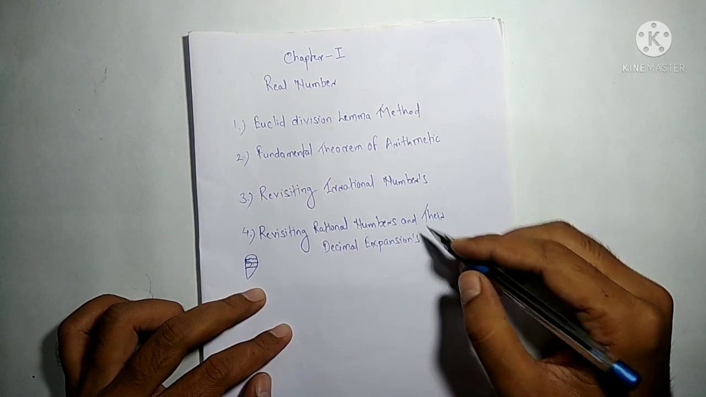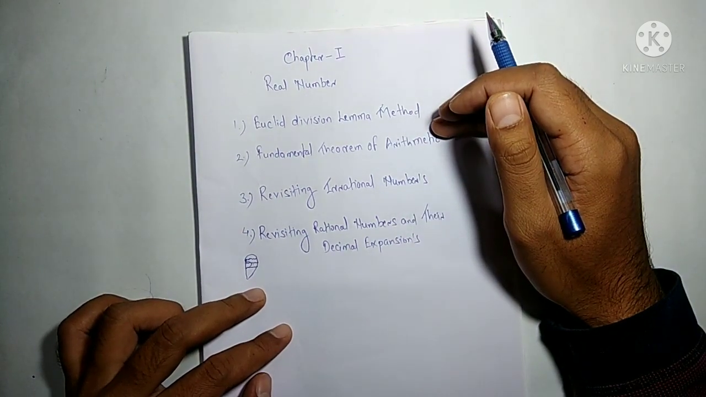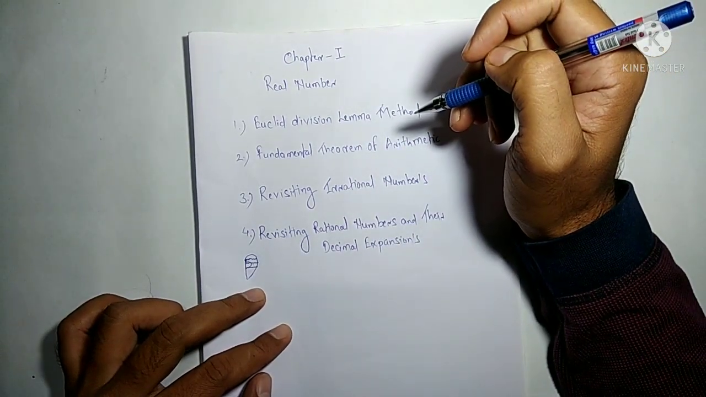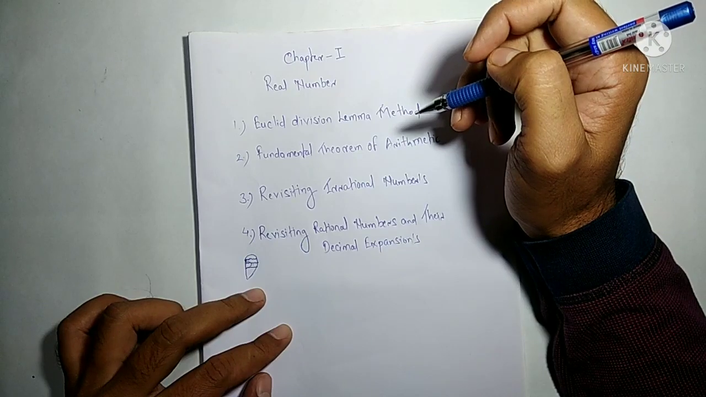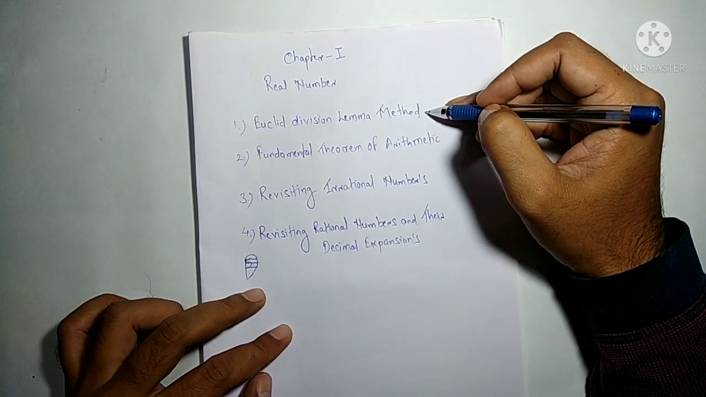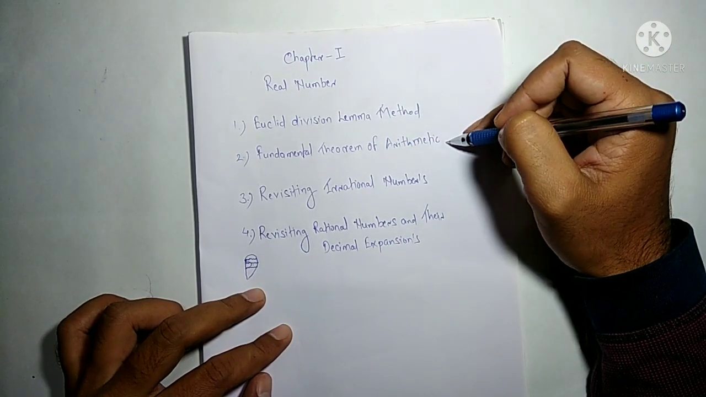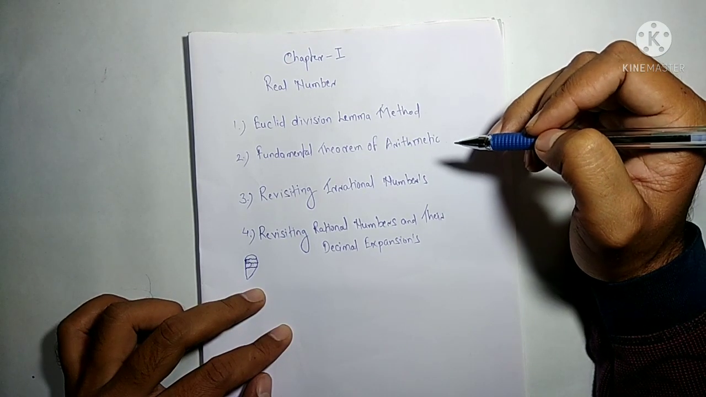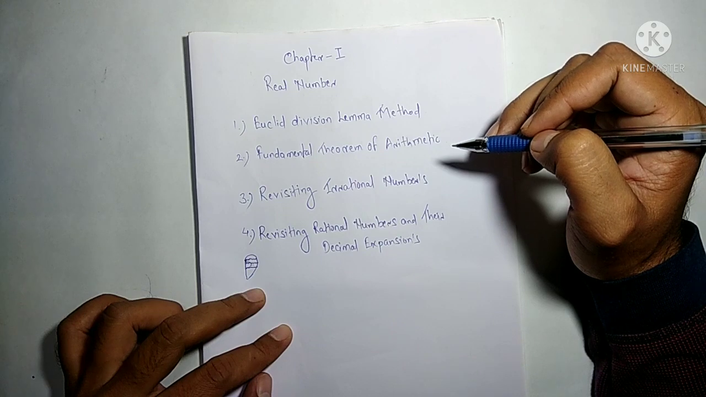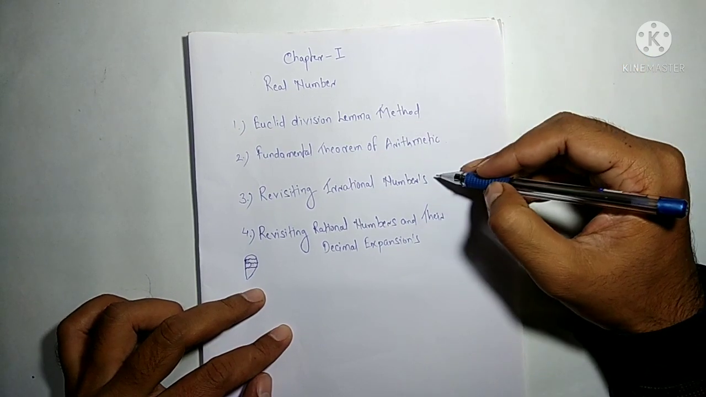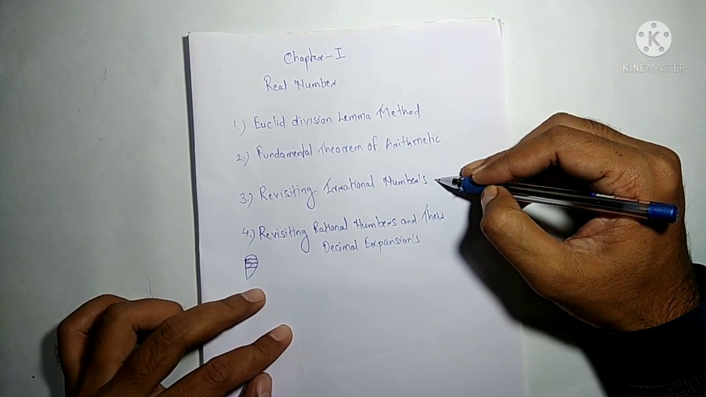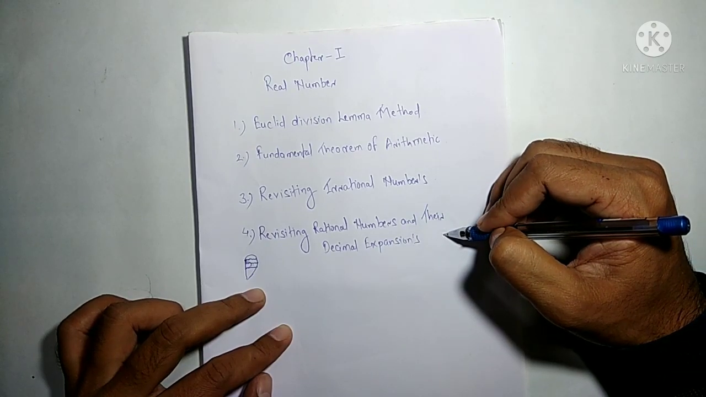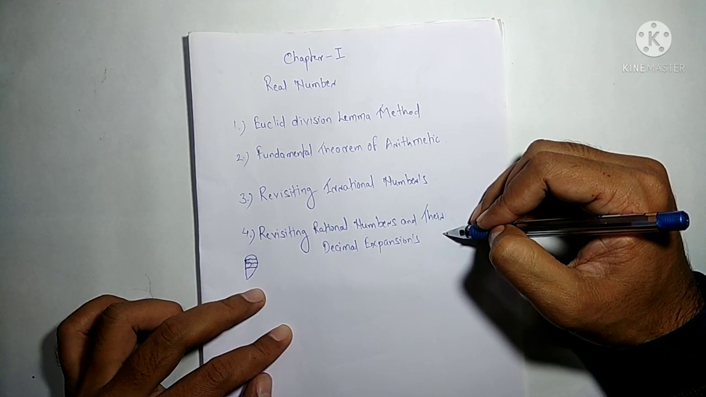Hello friends, in this video we'll learn about real numbers. This is chapter 1. We begin with two very important properties of positive integers: the Euclid division lemma method, and the fundamental theorem of arithmetic. We use the fundamental theorem of arithmetic for two main applications. First is revisiting irrational numbers, and next is revisiting rational numbers and their decimal expansions.